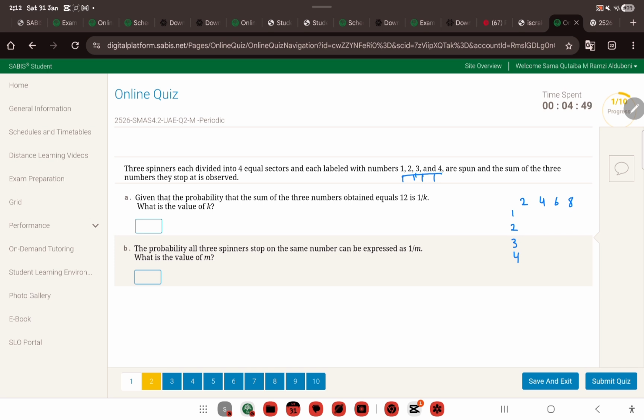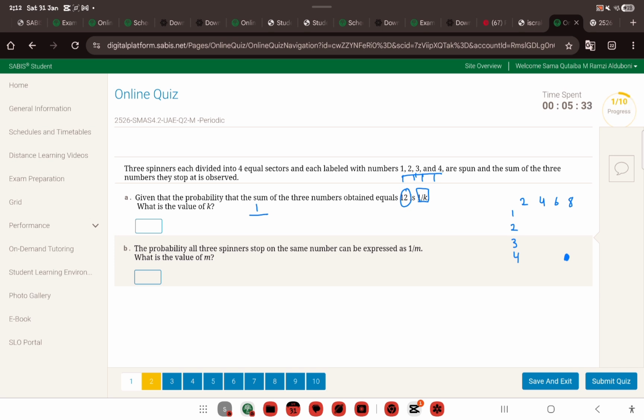So it says, given that the probability that the sum of the 3 numbers obtained is equal to 12 is 1 over k. So 8 plus 1 is 9. So 8, 9, 10, 11, 12. There's only one way in which, if the three numbers from each spinner are added, the sum is equal to 12. There's only one possible case. So we do 1 over the total number of arrangements.